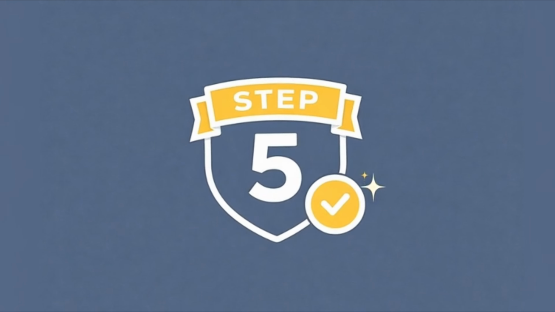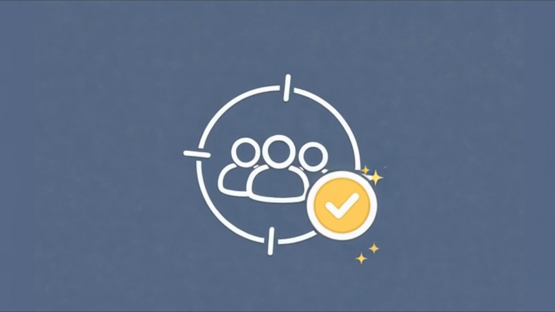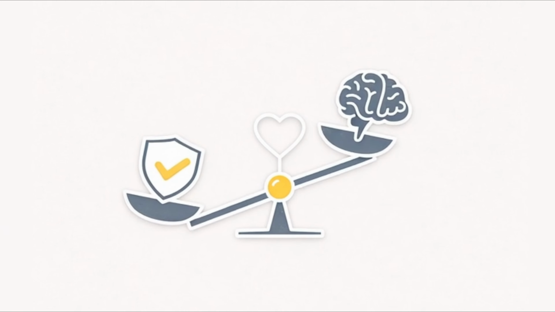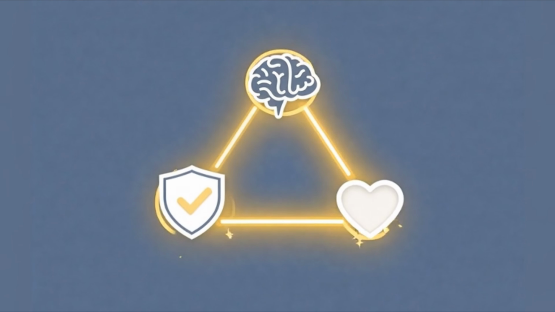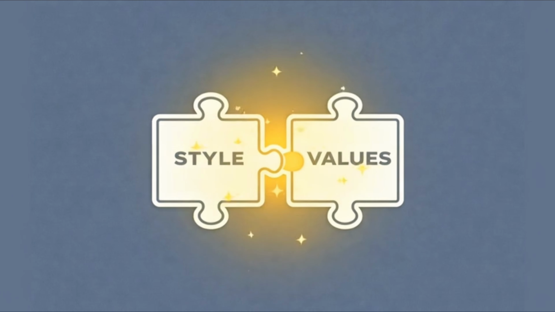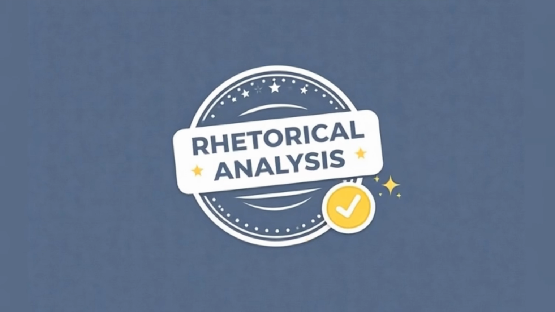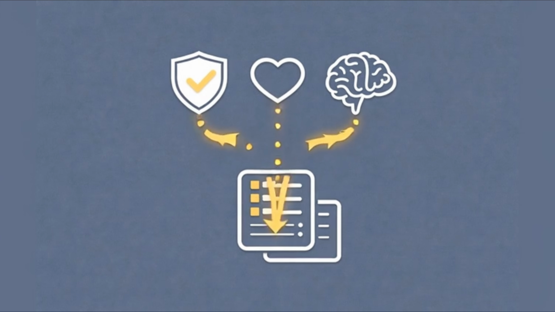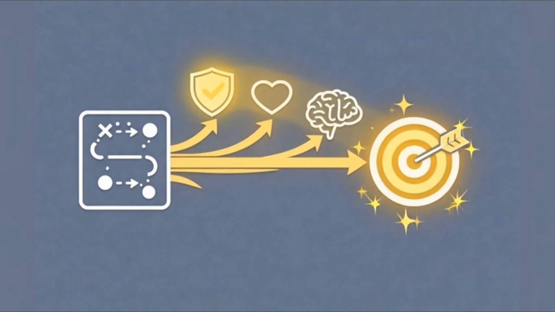Step 5. Effectiveness. For the intended audience, this is likely effective. The balance of appeals matches what environmentally conscious consumers want. Proof it works. Logos, trust in the brand, ethos, and feeling good about the purchase, pathos. The style aligns with the values of the target demographic. That's rhetorical analysis. You're not just saying, this cares about the environment. You're explaining how environmental values are being strategically invoked to achieve a specific goal.